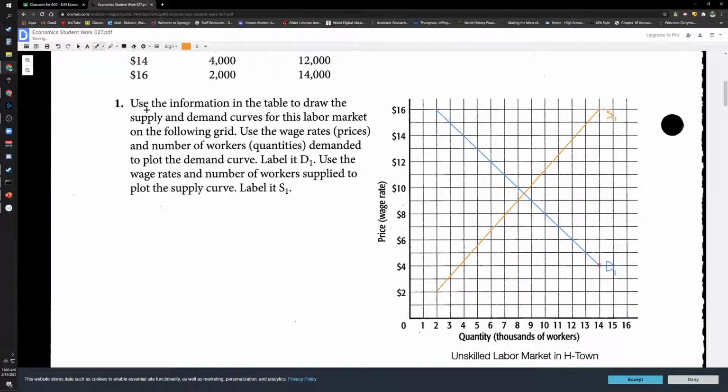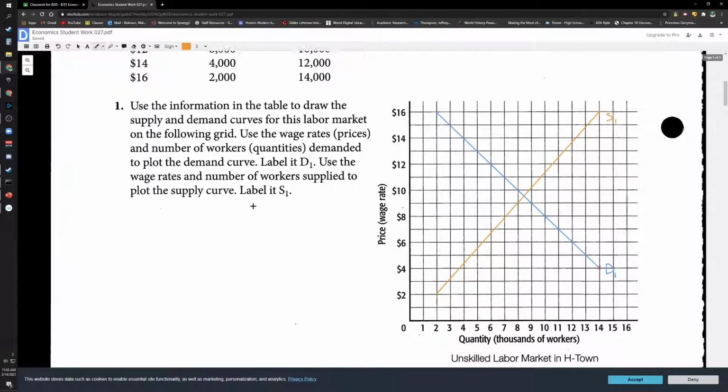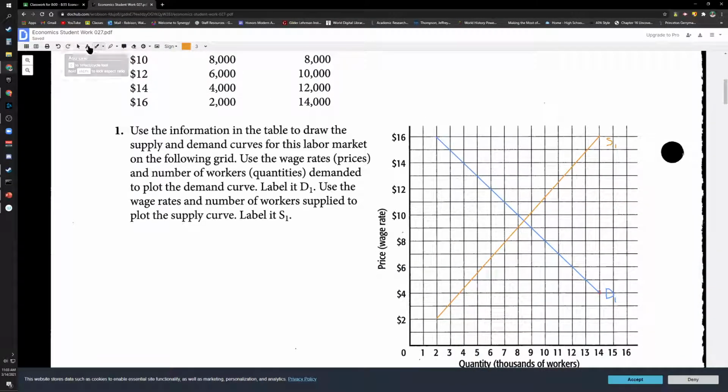If we look at it, it says use the information in the table to draw the supply and demand curves for this labor market on the following grid, which we've done. Use the wage rate and the number of workers demanded, label it D1, and use the wage rates and the number of workers supplied to plot the supply curve. So there we go, there's D1, S1. Although something isn't right. This is supposed to be up there. There we go. Now it's correct.